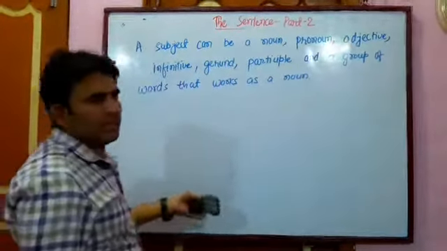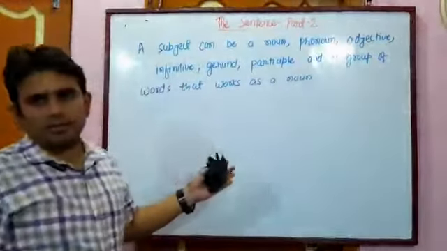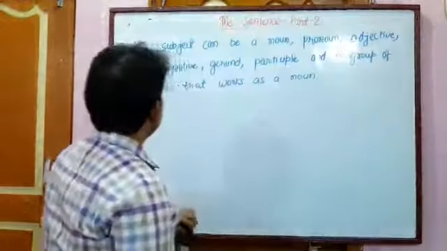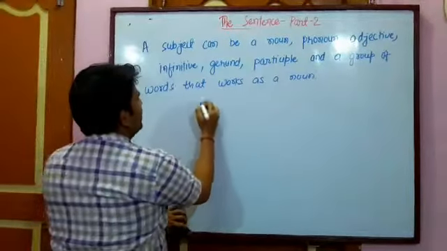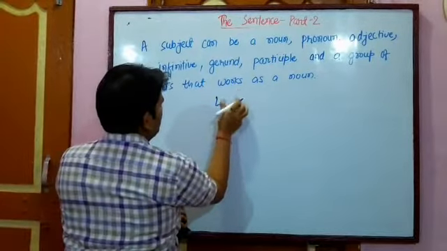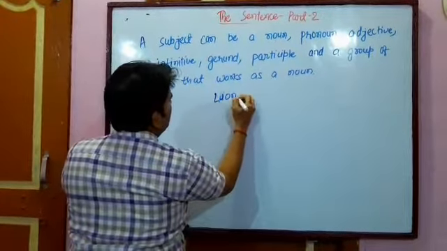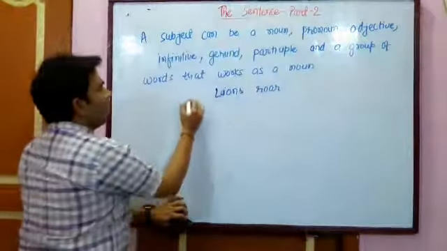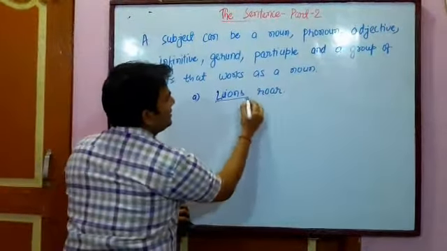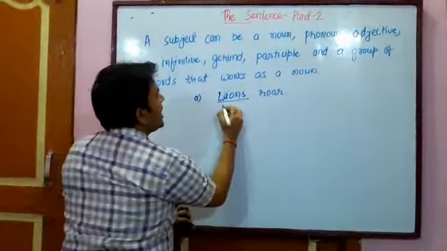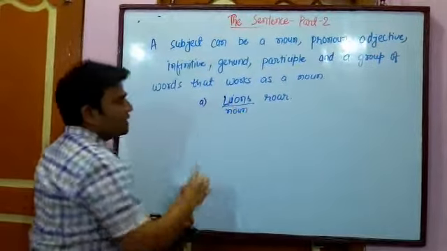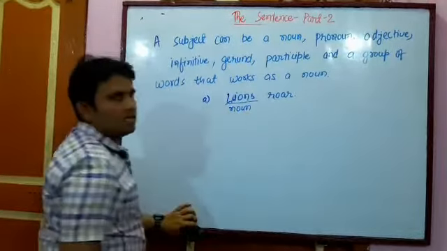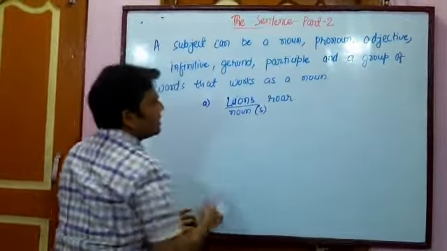To understand this concept, just notice the following examples that I am going to give you. In my first example, I am going to write: Lions. In this very first sentence, the word lions is a noun. This noun acts as a subject. So it is our subject.